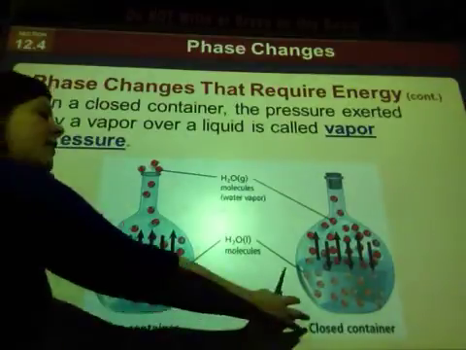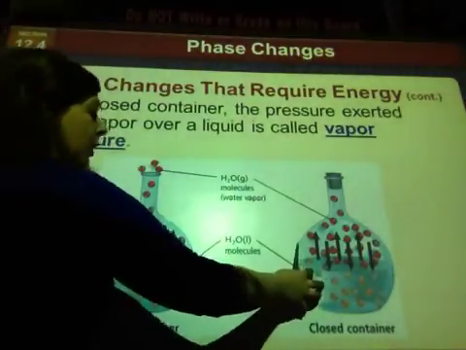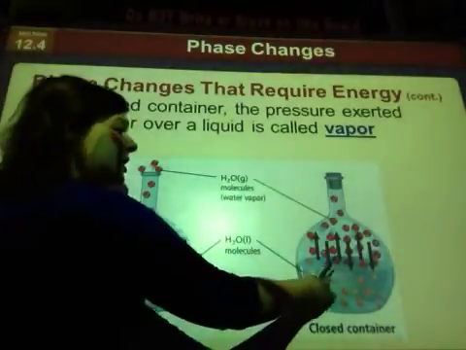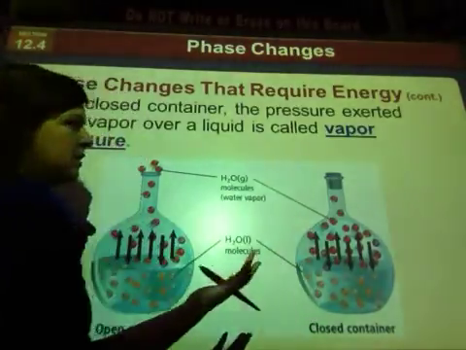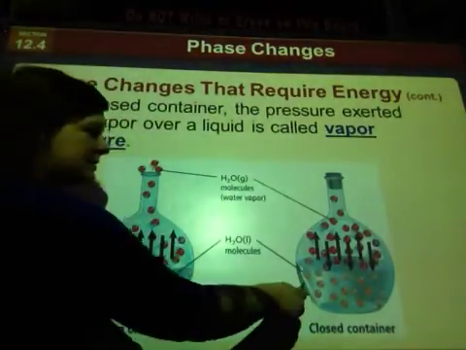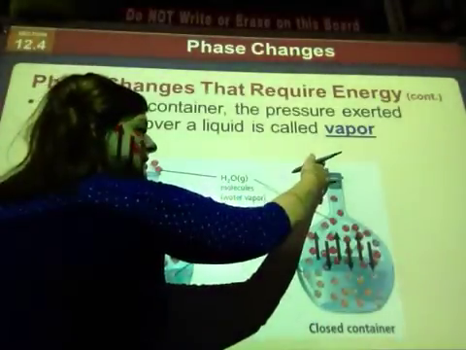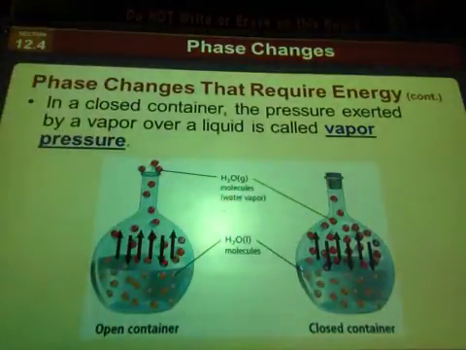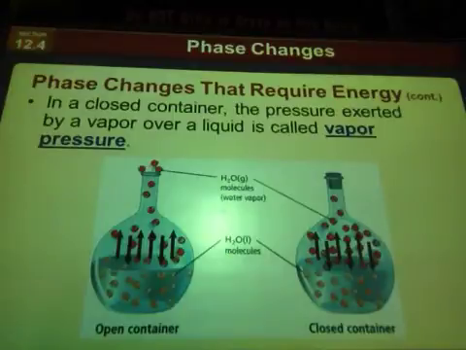So because I can have liquid water molecules that can move into the gas phase, so they can go through the vaporization process, since it's a closed container, they have nowhere to go. So that creates a lot of pressure inside of that container.